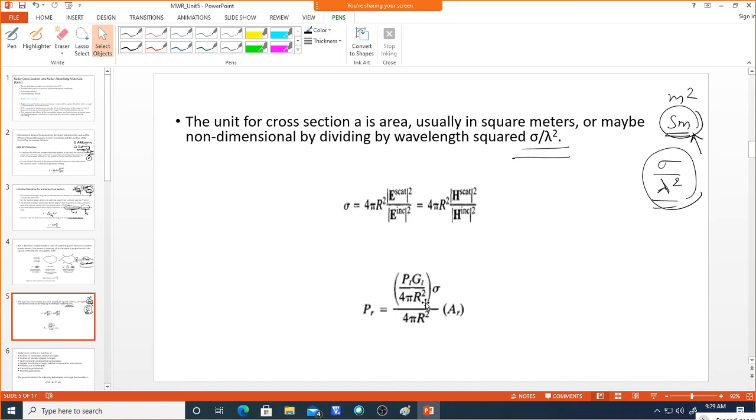Now we can get the final equation, that is Pt Gt sigma AR by 4 pi R square whole square. In the general normal radar equation we have seen that it depends on the radar cross section, effective aperture, and also the transmitter gain. So that is what we get in terms of the transmitter and receiver gain and aperture.